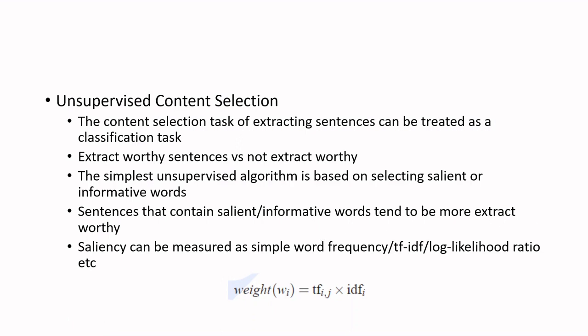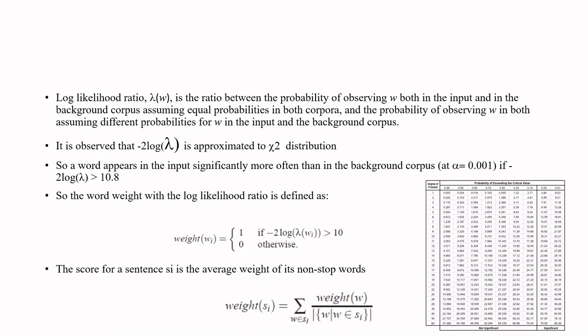So how can we decide which are the salient sentences? That can be based on, like we mentioned earlier, simple word frequency as a measure, or TF-IDF, which we already said. Another measure is log likelihood. So if it is TF-IDF, this is the measure. We have already seen this. And the other measure is the log likelihood ratio, lambda.